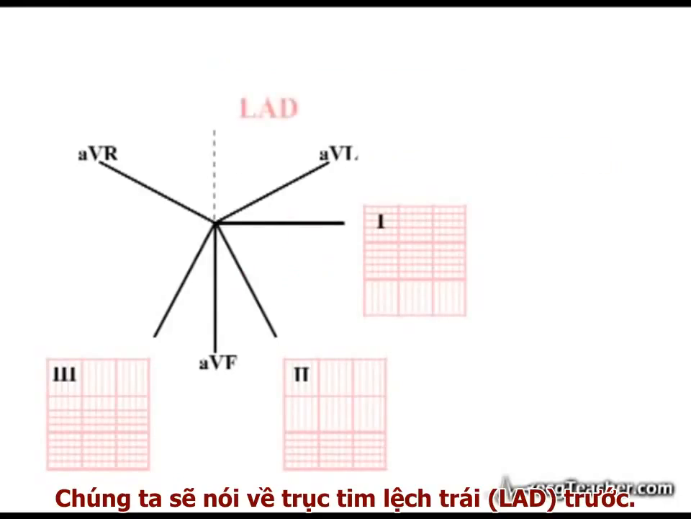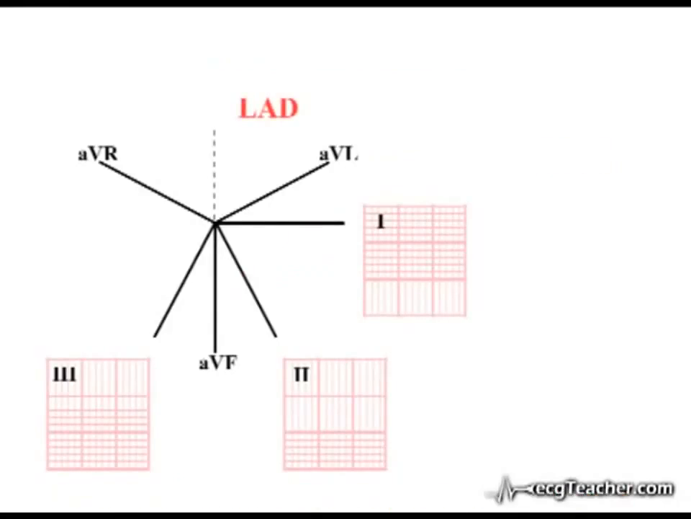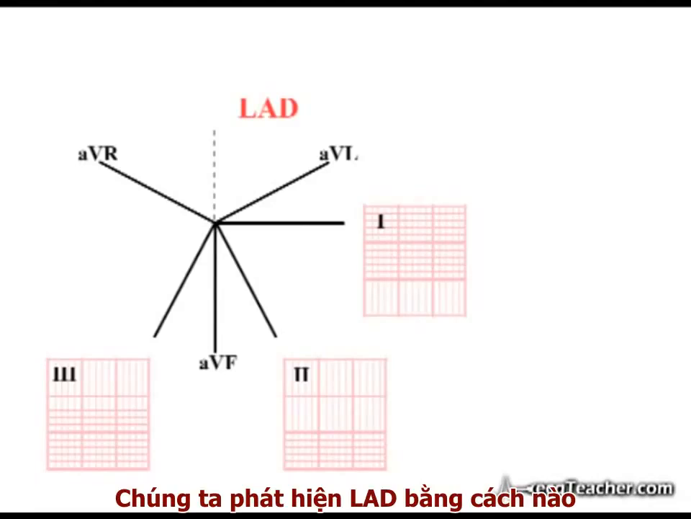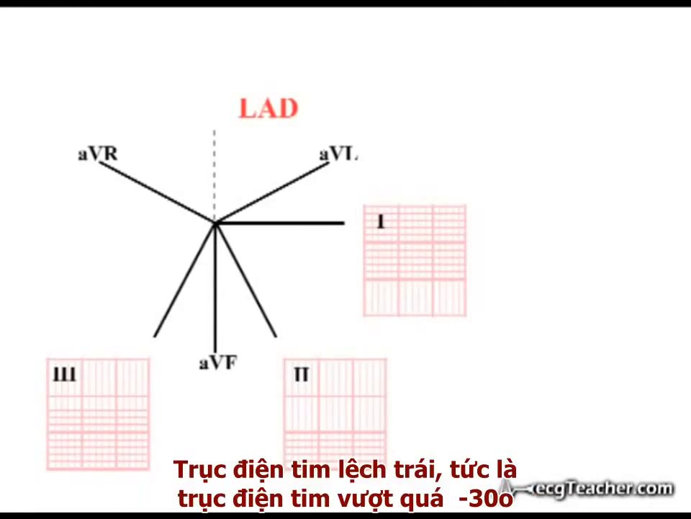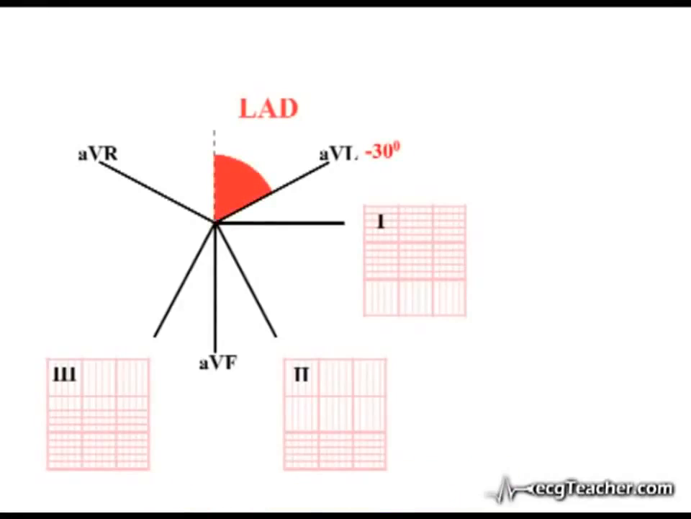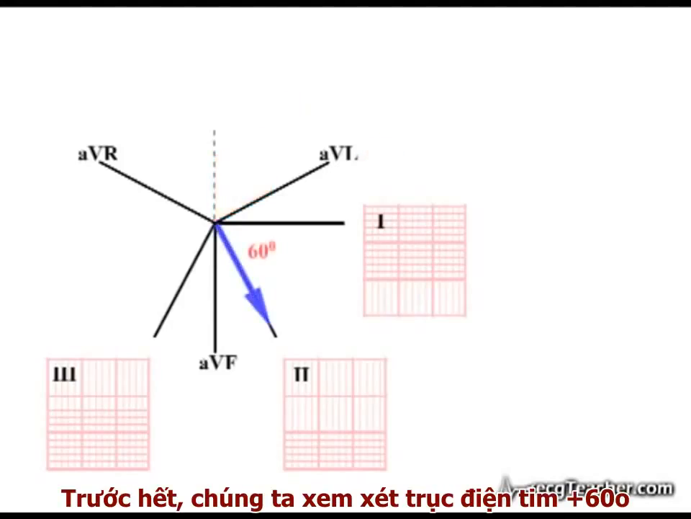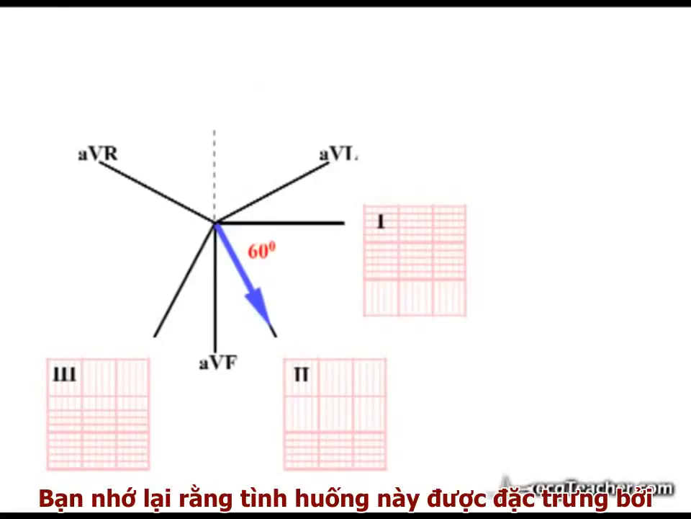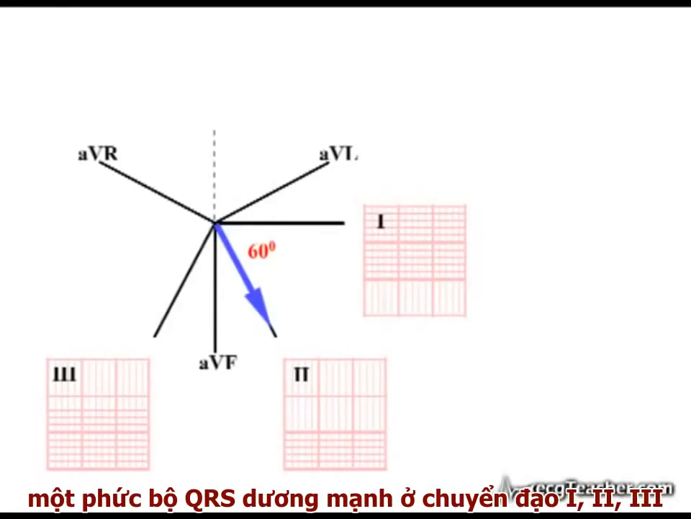So, to deal with LAD first, how do we recognize left axis deviation, that is, deviation of the cardiac axis beyond minus 30 degrees? Well, if we start by considering an axis of plus 60 degrees, you will remember that this situation is characterized by strongly positive QRS complexes in leads 1, 2, and 3.